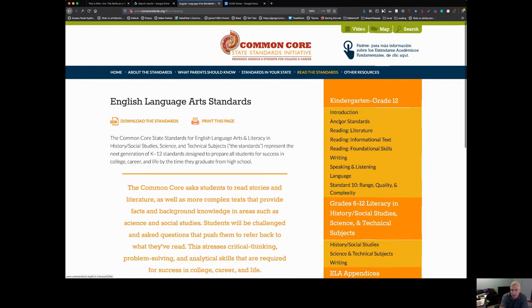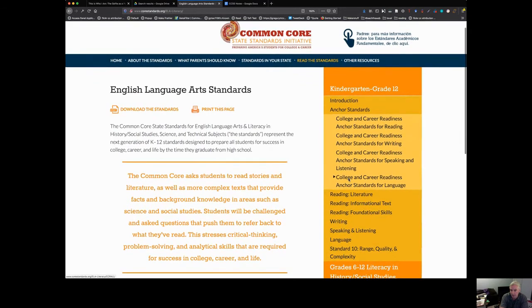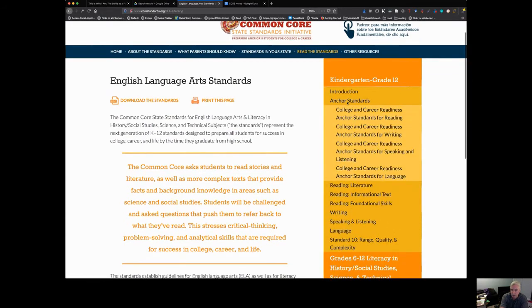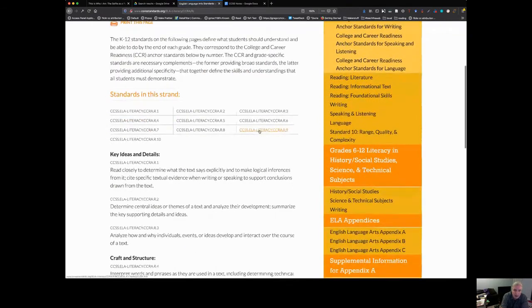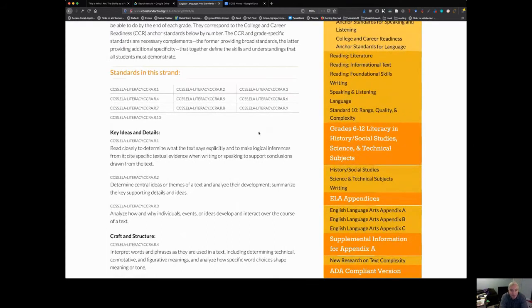Now, I want you to start at the anchor standards. You have the college and career anchor standards for reading, for writing, speaking, and listening, and then you have them for career readiness, and then you have the grade level expectations. So let's go look at just these reading standards. These are the anchor standards, so this is what they believe students should have the ability to do when they graduate high school.